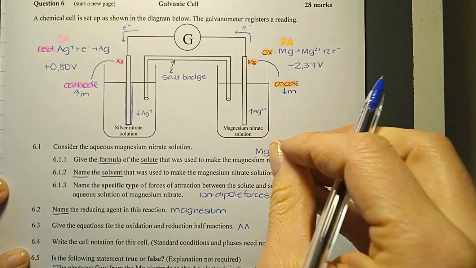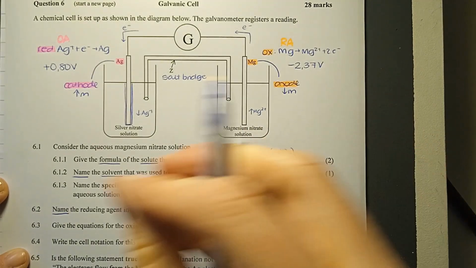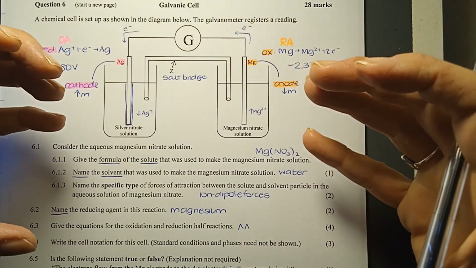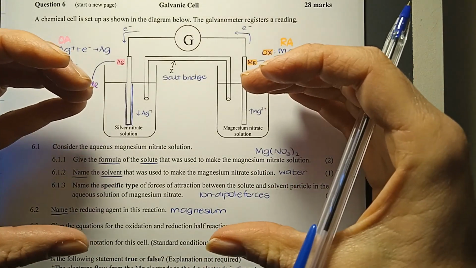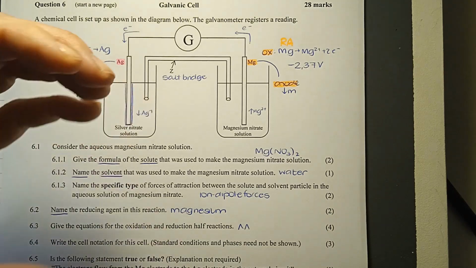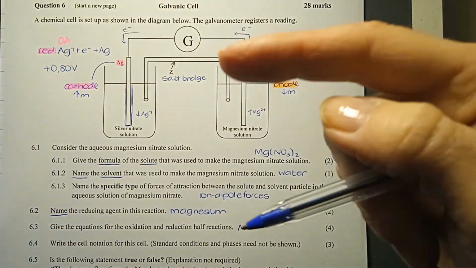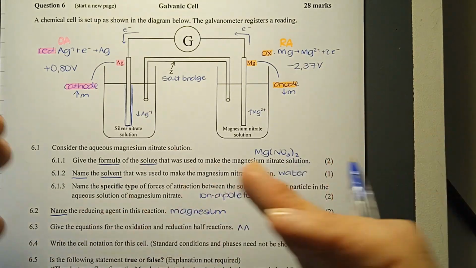It's been drawn on the right, but when you do your cell notation, always make sure you put your anode on the left. You can imagine if I'm setting up on a lab bench and I put the anode on my left and the cathode on my right, but if you're looking from the other side of the bench, it's going to be the other way around, but it's exactly the same cell. There's no difference to it.